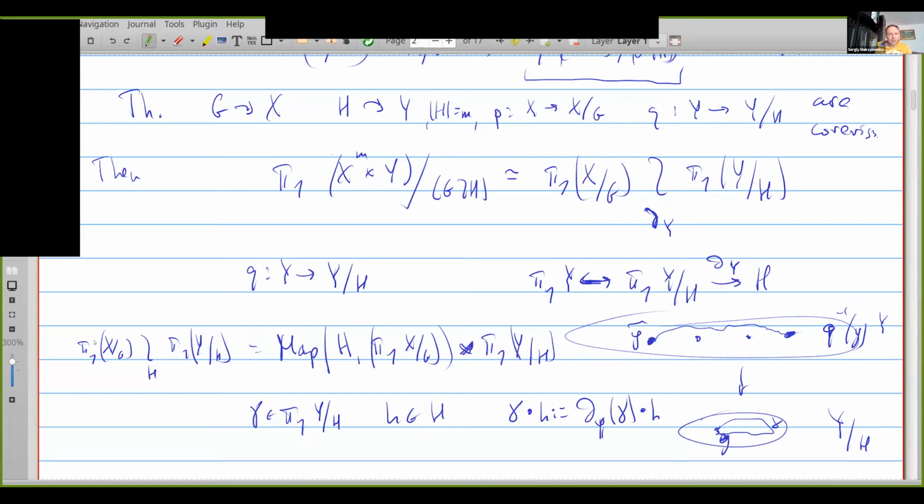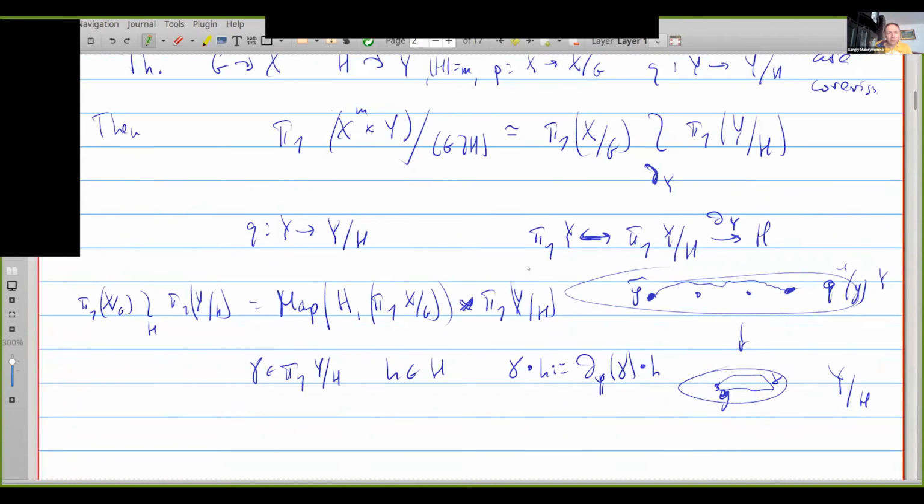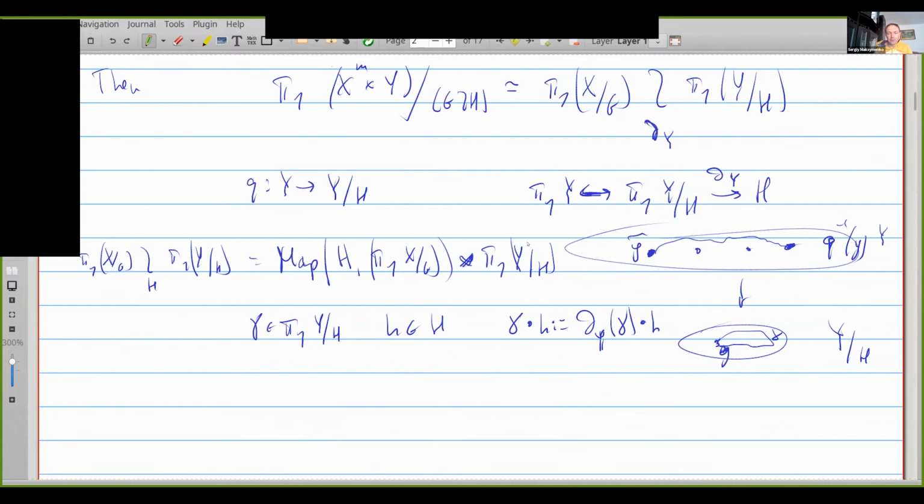And by definition, this wreath product is the following group. It is a wreath product of the group H, a set of maps from this group H to the fundamental group of this quotient, and the wreath product with the fundamental group of another quotient. And the statement is that this group has this precise algebraic description. Let me consider several examples, because maybe it looks very formal.